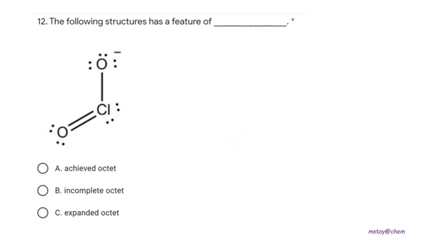Okay, in this question, when we look at the answers, incomplete, expanded octet, we will know that we are going to focus on the central atom. So we calculate the total number around the central atom: 2, 4, 6, 8, and 10. So 10 electrons, which means it is not a complete octet and also not an incomplete octet. The answer is expanded octet because it has more than 8 electrons.